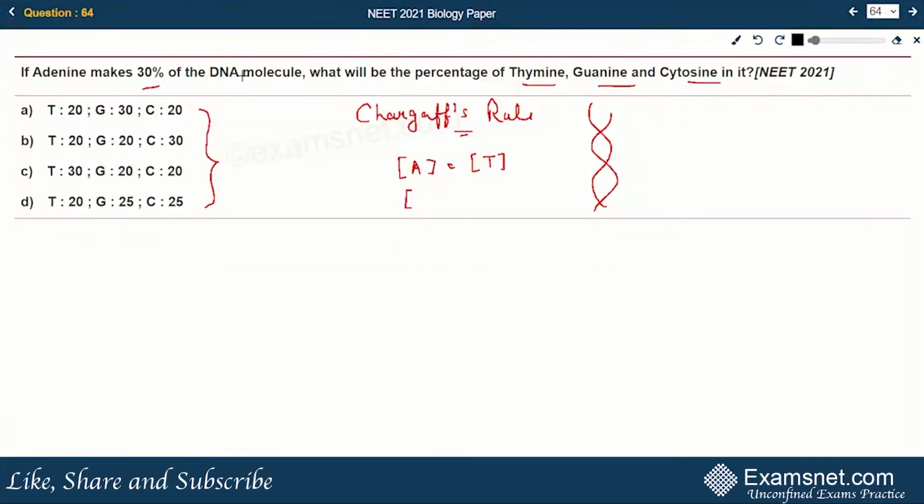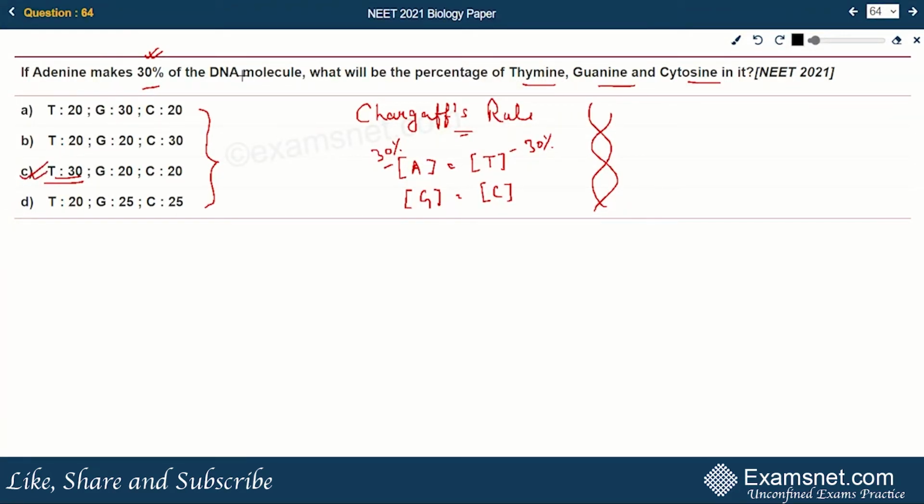Similarly, the amount of guanine is equal to the amount of cytosine. Okay. Now here what is given? The amount of adenine is 30%. So you can say that the amount of thymine will also be 30%. Right? Now look at the options here. There is only one option in which the amount of thymine is mentioned as 30. So it is quite evident from here that option C will be the correct answer.